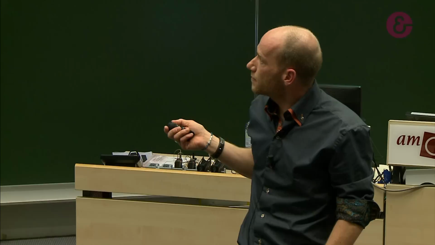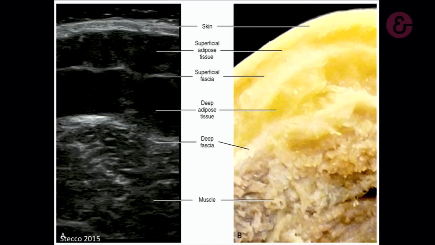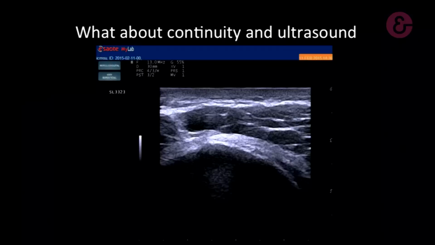First, what can we see in relation to fascia and ultrasound? This is also Stecco, and I will show you later Stecco's book. It's amazing. You have the skin, the superficial adipose tissue, superficial fascia, you see the layers, deep adipose tissue, the deep fascia, and the muscles.